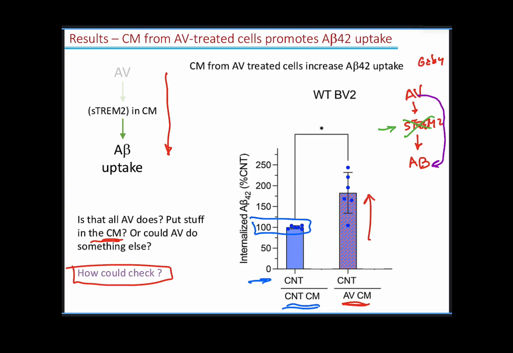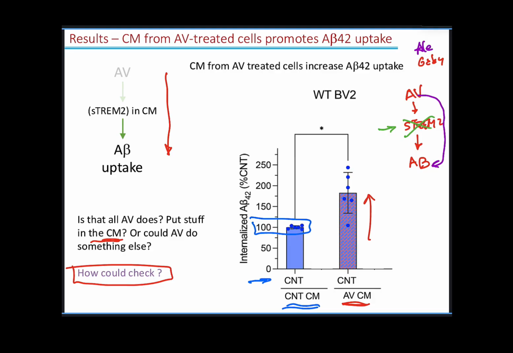So what Ali is saying is let's add soluble TREM2, right? And if the induction of A beta uptake is just as much as you get with the conditioned media, it means that S-TREM2 was the only thing doing this. But if it's less, the difference should be accounted for by something else that AV is doing. Okay, I like that. Any other ideas? When it comes to these questions of, is my original treatment, in this case AV treatment, doing everything through one intermediate or through more, right?